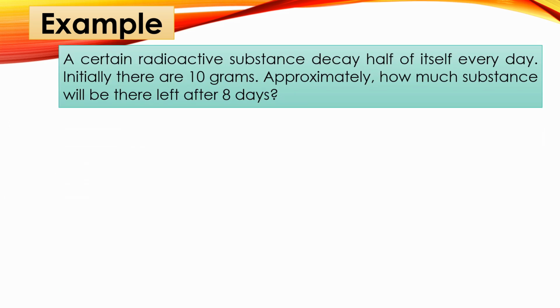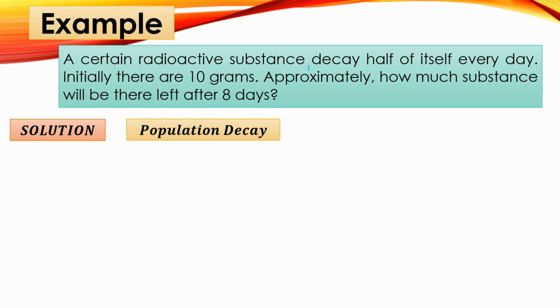How about this? A certain radioactive substance decays half of itself every day. Initially, there are 10 grams. Approximately how much substance will be left after 8 days? Kung naalala, in terms of from the word, this is a population decay. So this is the formula to find if the given is about population decay. Kasi nagdi-decrease, nagbabawas ng nagbabawas. That's why population is equal to the initial population times 1 minus r raised to t.